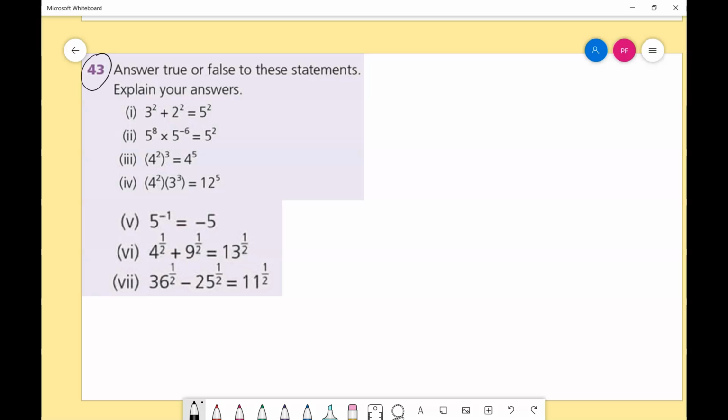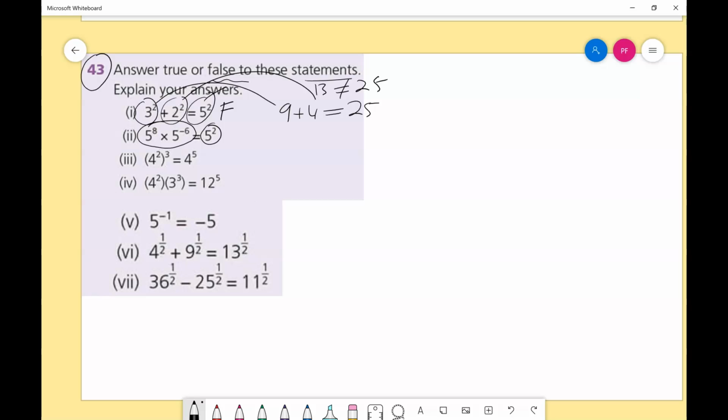Okay, so now we've got powers. Answer true or false to these statements. 3 to the power of 2 plus 2 to the power of 2 equals 5 to the power of 2. Well, I know that 3 squared is 9, and 2 squared is 4, and 5 squared is 25. Is 9 plus 4 equal to 25? Well, 9 plus 4 is 13, and that is not equal to 25. So that is false.